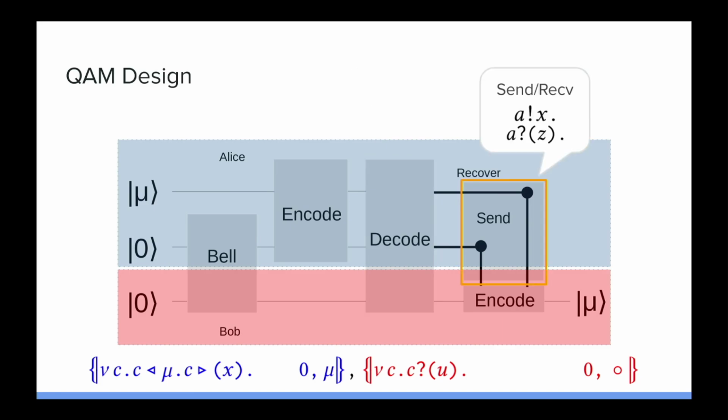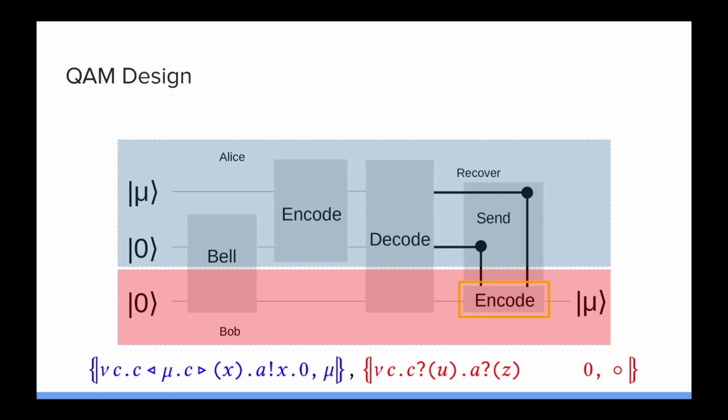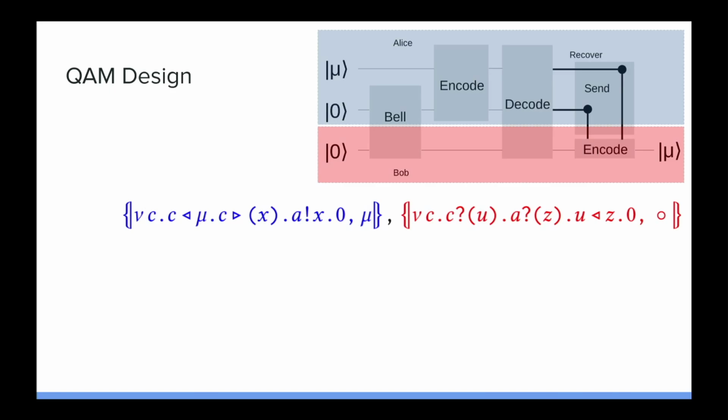Okay, next is send and receive. That's just the classical part, and we add it to both membranes. And then encoding. We use the received message Z to encode it to the updated U there. Okay, so now we have the definition of the teleportation protocol. And next, I'm going to show how we evaluate it.